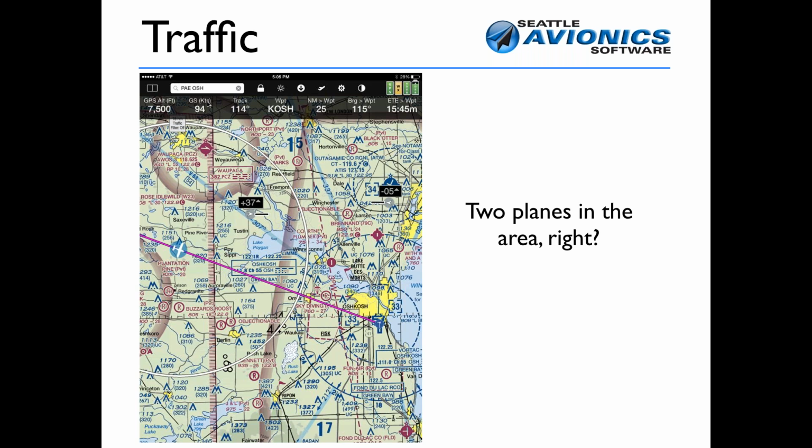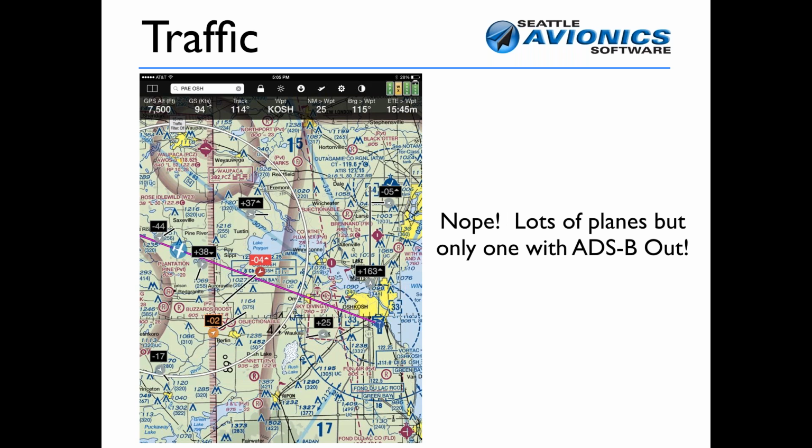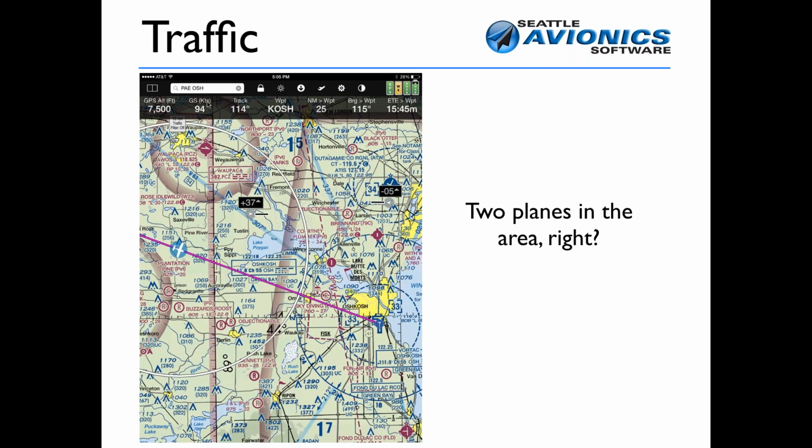So you may think, well, that's great. I have two traffic targets, neither one's a factor, yippee skippy. So only two planes in the area, right? Well, no. The problem is that if you don't have ADSB out, you really have no idea. The only reason you're seeing those two targets, the 37 and the 5, is there's another aircraft somewhere in the area which has ADSB out. So those two planes are targets for the other plane. And by the way, one of them could be the 37 itself or the 5.